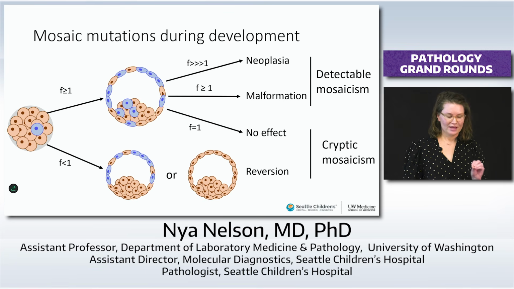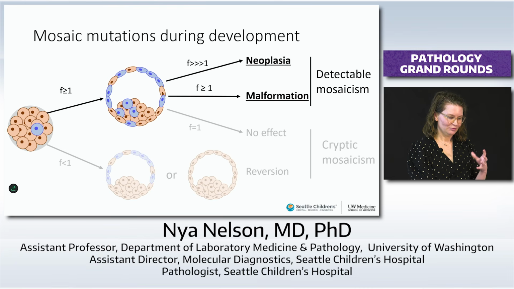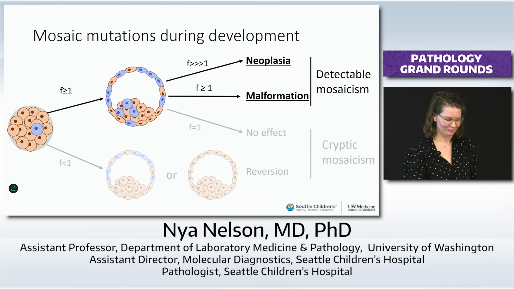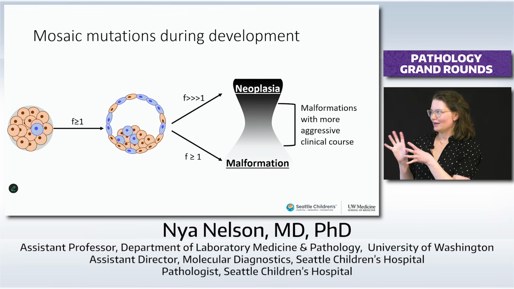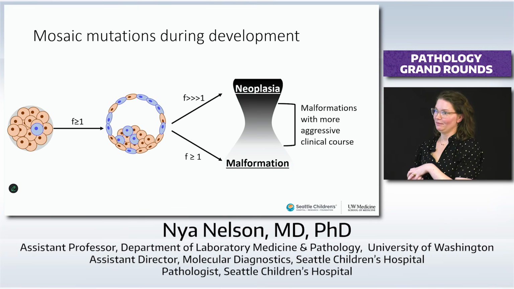And so if we return back to our schematic of how mosaic mutations can affect development, today we really focused on those variants that result in a gain of fitness. And while it's nice to think of neoplasia and malformation as two separate bins that we can easily put patients into, there's probably actually a lot of lesions that exist in this gray zone between these, and some that may behave more aggressively than others.